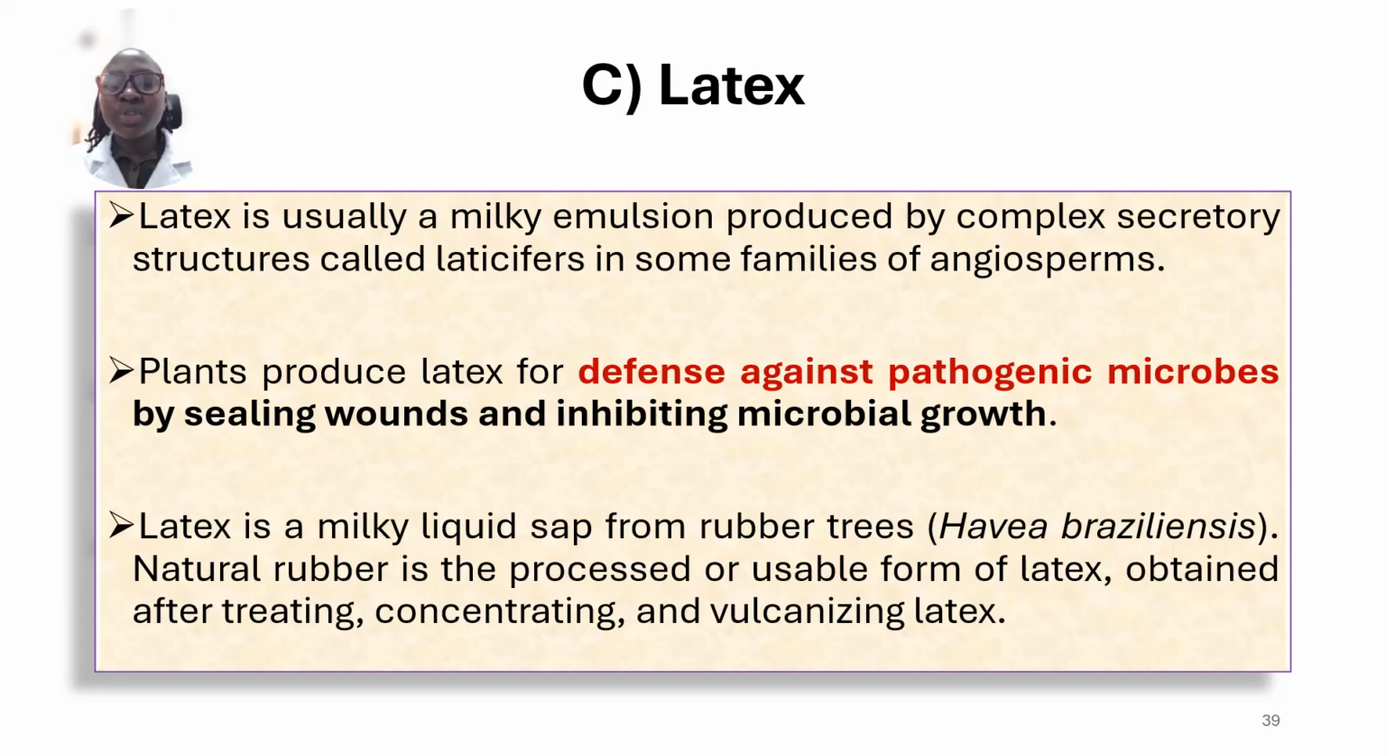Another excretory material is latex. This is usually a milky emulsion produced by complex secretory structures called laticifers in some families of angiosperms. Plants produce latex for defense against pathogenic microbes, so they seal the wounds to inhibit microbial growth. Most of the time, the source of latex is Hevea brasiliensis. This is a plant from which we get natural rubber, and actually natural rubber is obtained after vulcanizing latex. So latex is the starting material for natural rubber.